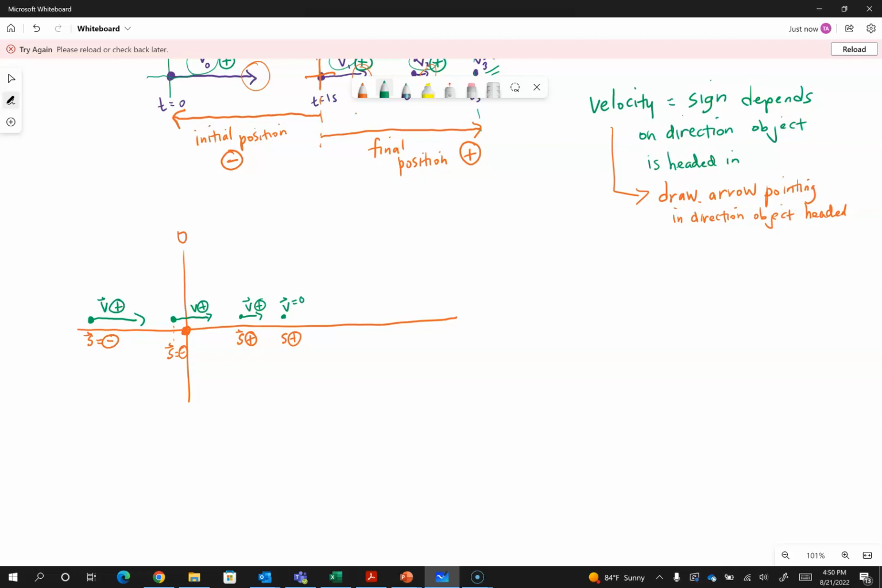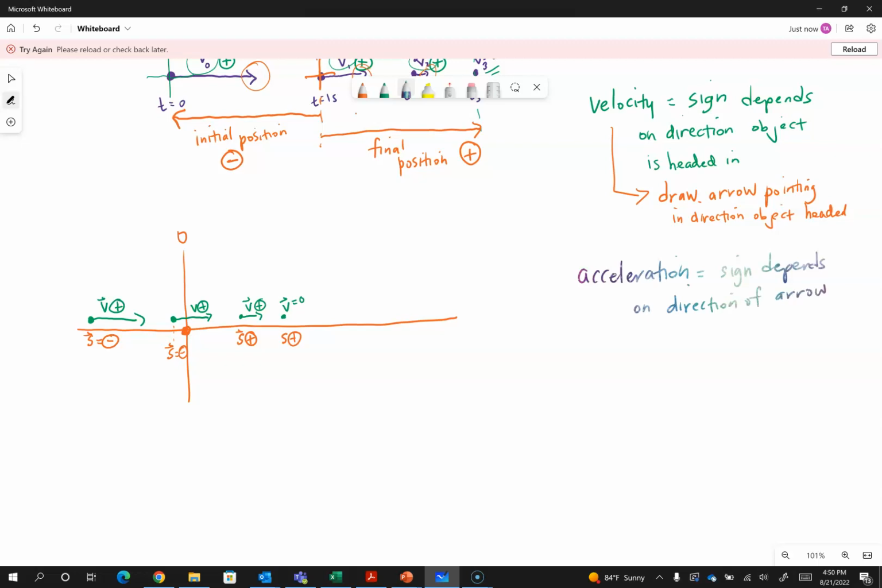All right, let's talk acceleration for a minute. Now, acceleration, again, similar to velocity, the sign depends on the direction of the arrow that you draw.